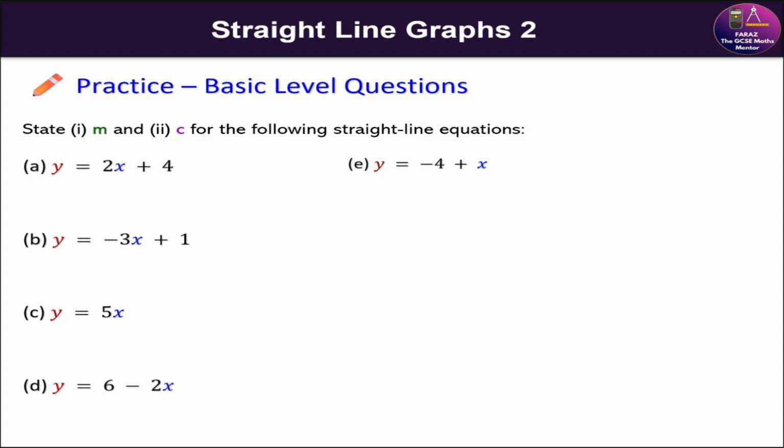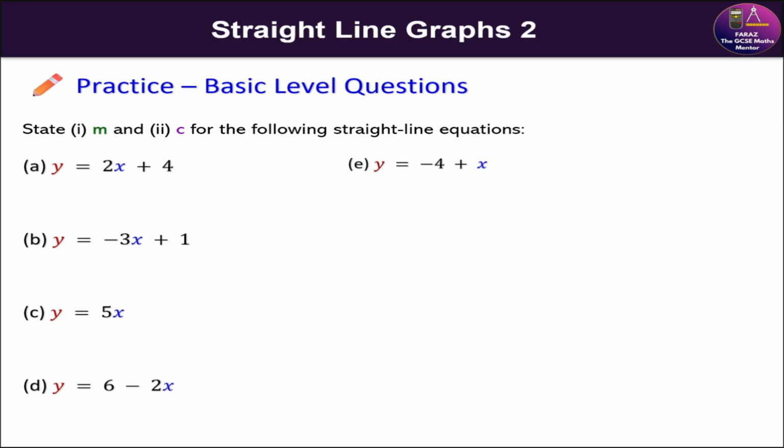Alright superstars, let's have a go at these basic level questions and I will walk you through each one step by step the proper GCSE way. We are identifying m, the gradient, and c, the y-intercept, just like we talked about. Y equals 2x plus 4, part A. This one's already in perfect y equals mx plus c form. So m is 2 there and c is 4.